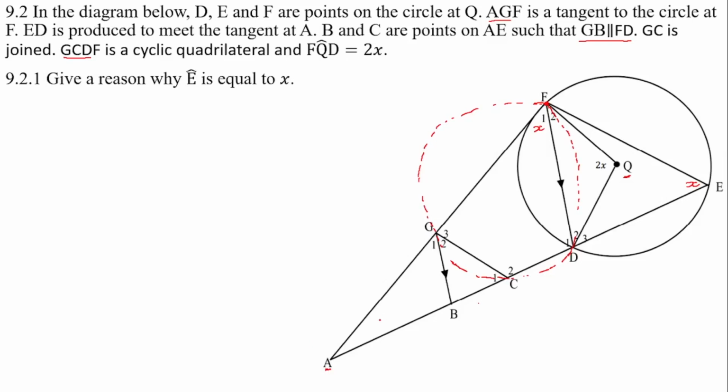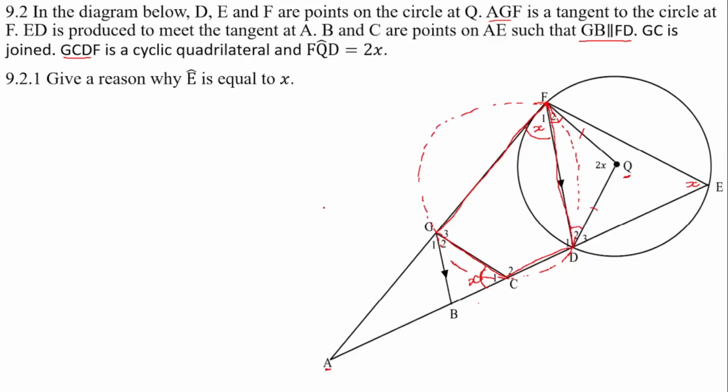And then if you check using the tan chord theorem, this should be x also, because we have the tangent AGF and then the chord FD there. So F1 and angle E must be equal, by the tan chord theorem. What else? This angle F2 should be equal to angle D2 because of the radii there. We're told that GCDF is a cyclic quad, so angle C1 is equal to this angle x because C1 is the exterior angle of a cyclic quad. So this should be x also.